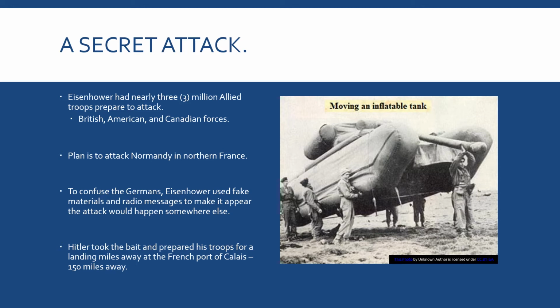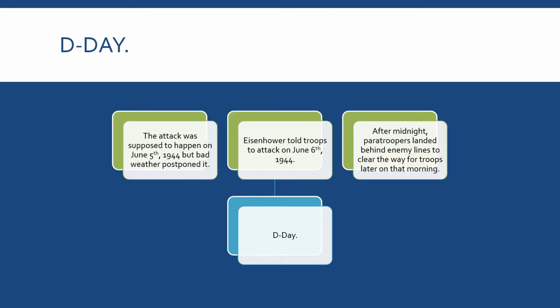And Hitler actually takes the bait when he learns of this and prepares his troops for a landing miles away, at the French port of Calais, which is 150 miles away from Normandy. Now, the attack was supposed to happen on June 5th, 1944, but bad weather postponed it. Eisenhower told the troops then to attack on June 6th, the following day, 1944. And this will become known as D-Day.